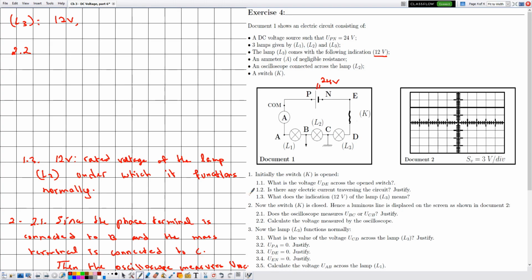Now in 2.2 they are telling me, calculate the voltage measured by the oscilloscope, and this can be done by referring to document 2, given by the formula U is equal to SV multiplied by Y, where SV is the vertical sensitivity and Y is the number of divisions displaced by the luminous line on the screen of the oscilloscope. Now in 2.1 we have justified that the oscilloscope measures UBC, so here it's better to write UBC.